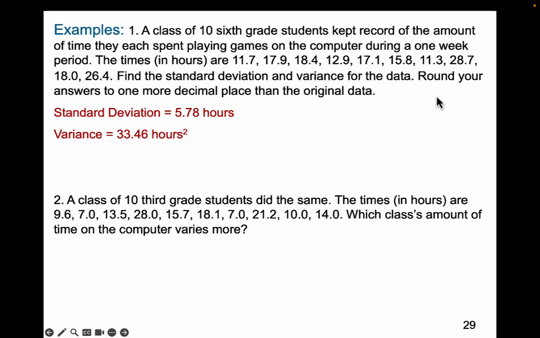So it didn't say exactly round to 2 decimals, but if you look carefully, it is asking for 2 decimals. So we've got our 2 decimals of accuracy there, and our units. Notice that the variance is squared. That's because we took the standard deviation and we squared it. Okay, let's go ahead and do the same thing for our 3rd graders.